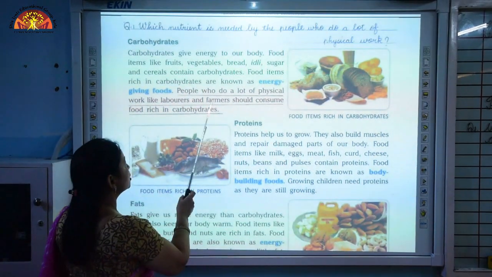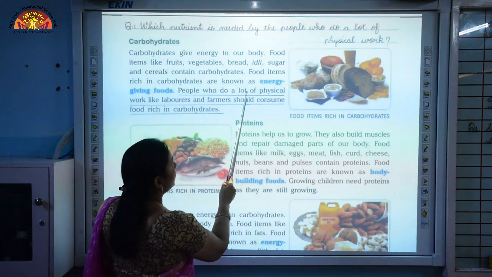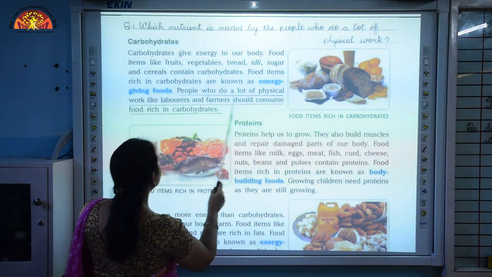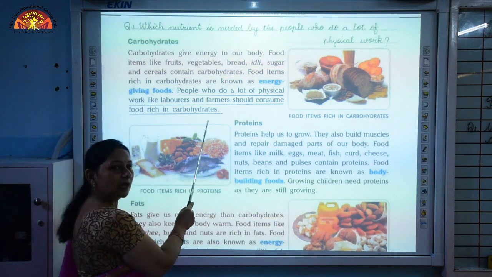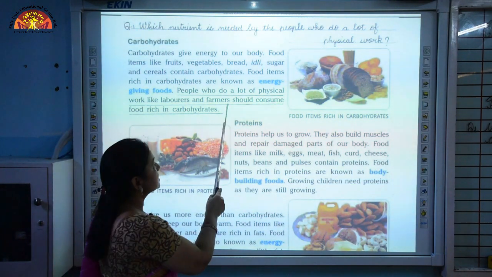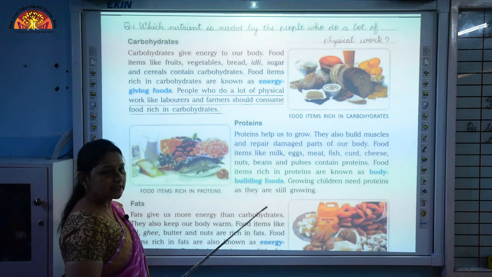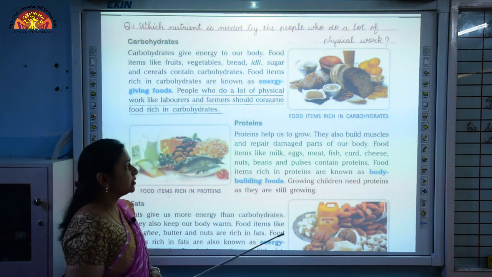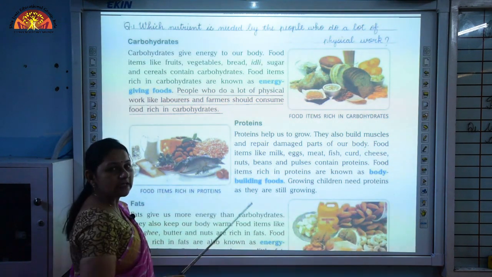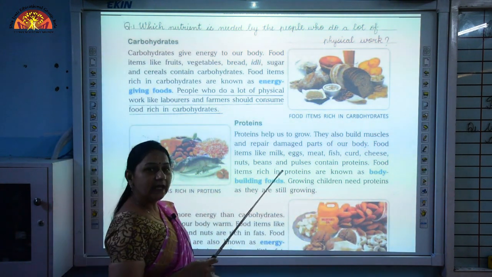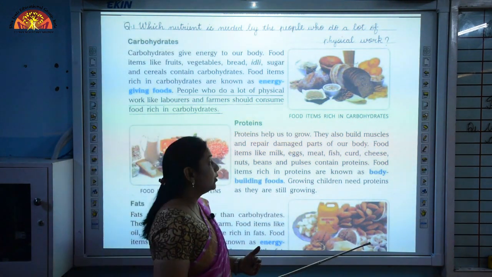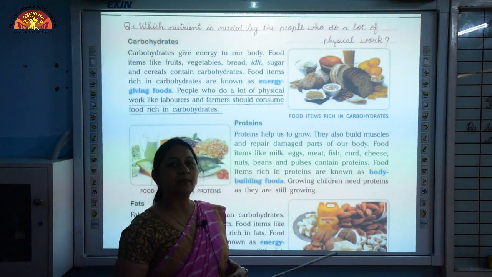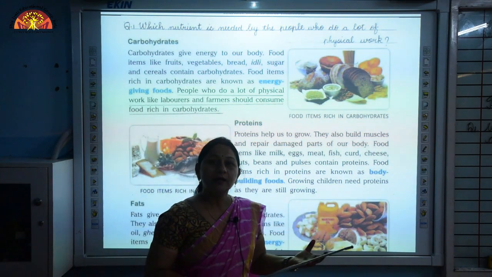People who do a lot of physical work like laborers and farmers should consume food rich in carbohydrates. So this is the answer for our first internal question. So the second nutrient that we are going to discuss is proteins. Now proteins help us to grow, they help our body to build muscles and to repair the damaged parts of our body.